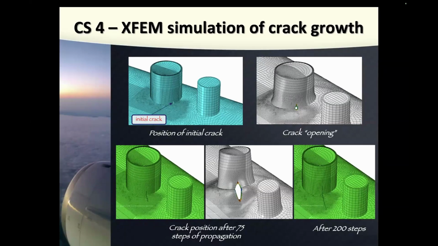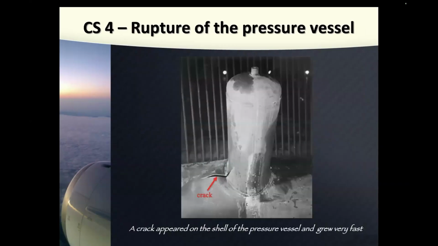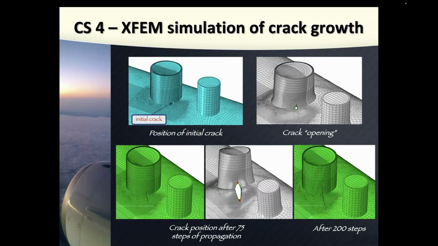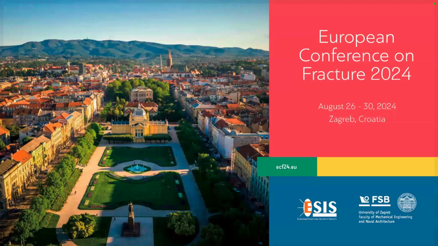Here you can see the shape of the pressure vessel after 75 steps of propagation. Again, if we go back, you can see it's almost the same shape of the crack and the same direction of growth. It grows in two perpendicular directions. So what is my point here? When you get something almost exactly the same as in reality, then you can be very satisfied, and you have proof that your design was correct.